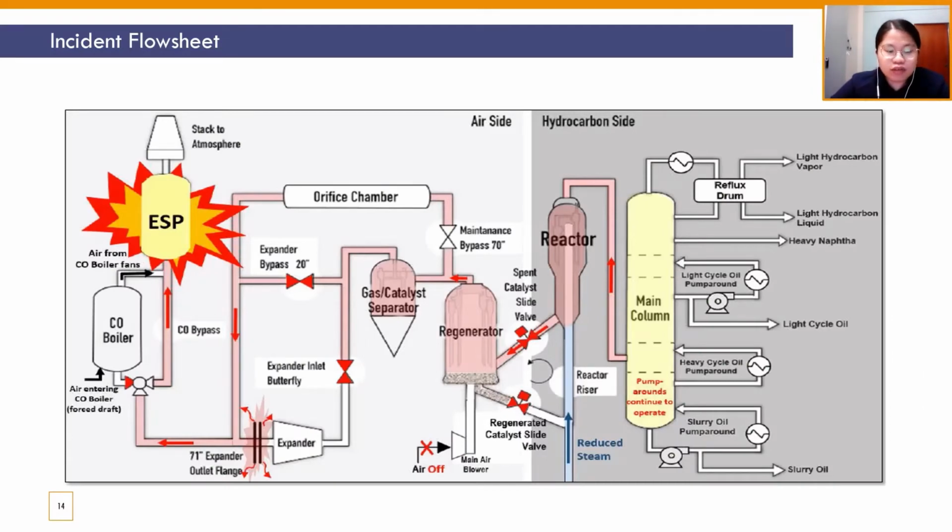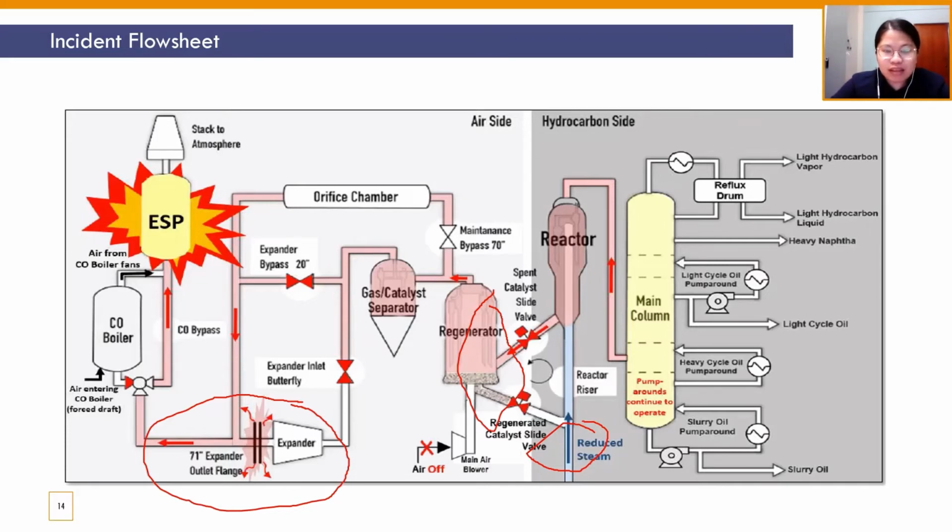This is the incident flow sheet of the explosion. During the incident, the expander first experienced high vibration and caused the whole unit to shut down. So the workers were carrying out maintenance works over here. And the 2 only safeguards are the slide valve and the steam flow rate below the reactor. The main purpose of these 2 safeguards is to maintain sufficient pressure in order to prevent the hydrocarbon backflow from the main column to the ESP unit.